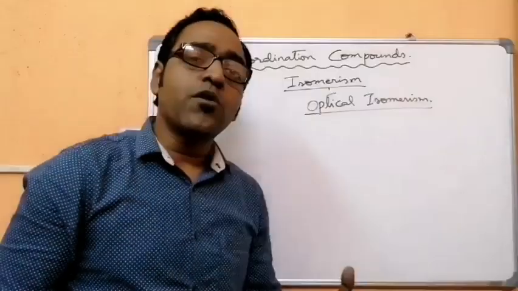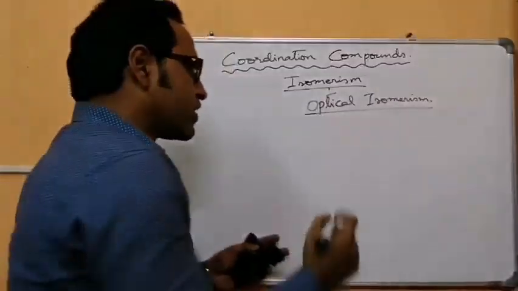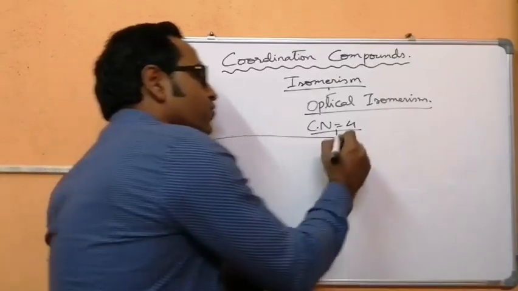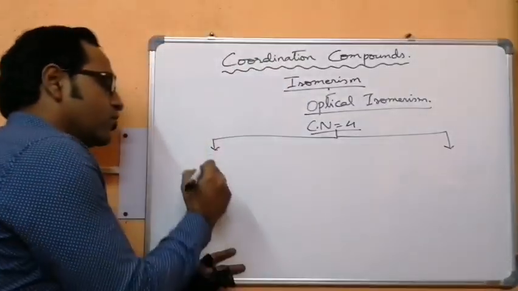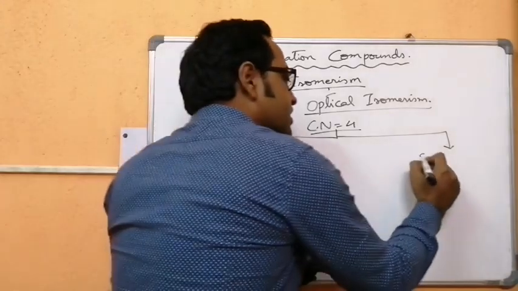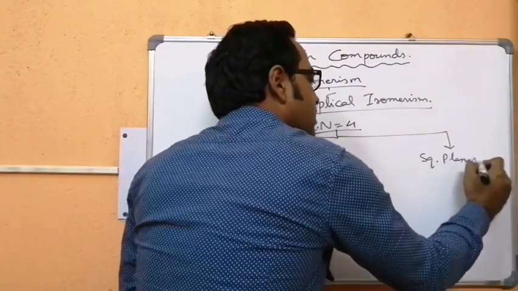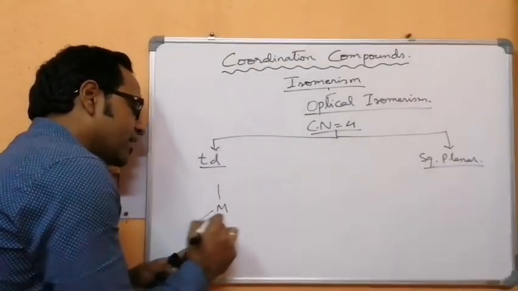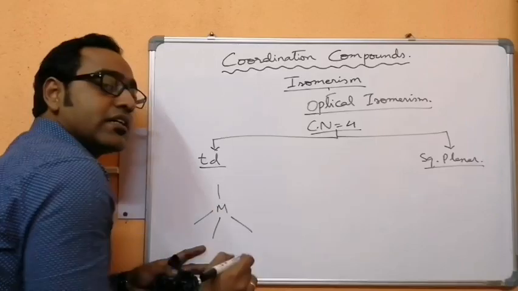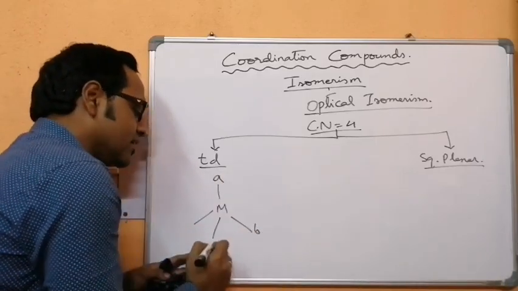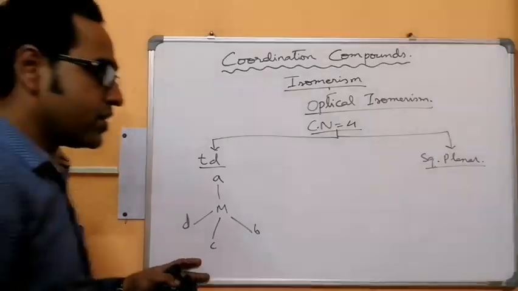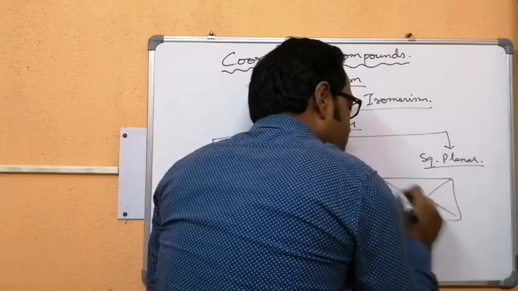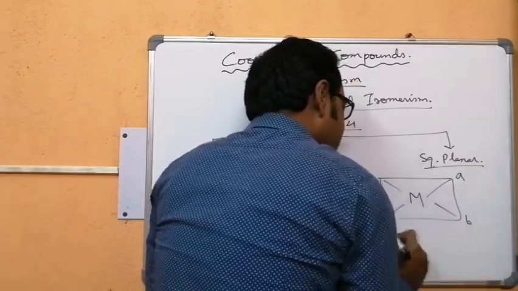Now again we will start our analysis with the coordination number. The first coordination number is Cn equal to 4. Again with Cn equal to 4, we have two structures possible. One is tetrahedral, another is square planar. Now in case of tetrahedral geometry, if the metal is bonded to 4 different ligands A, B, C, D. Here in square planar also, the metal is bonded to A, B, C, D.